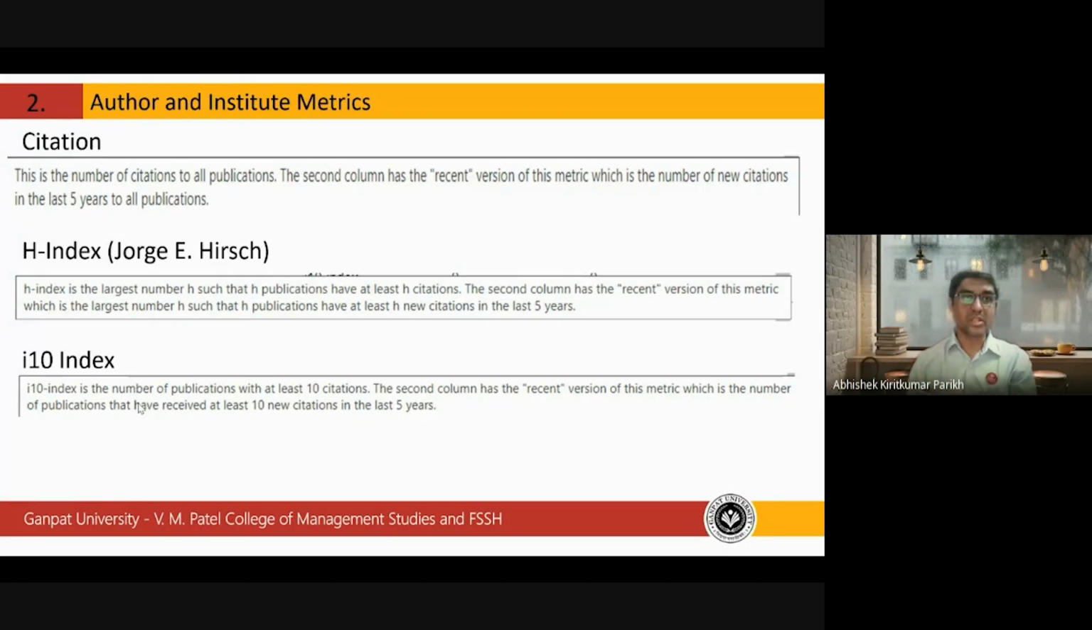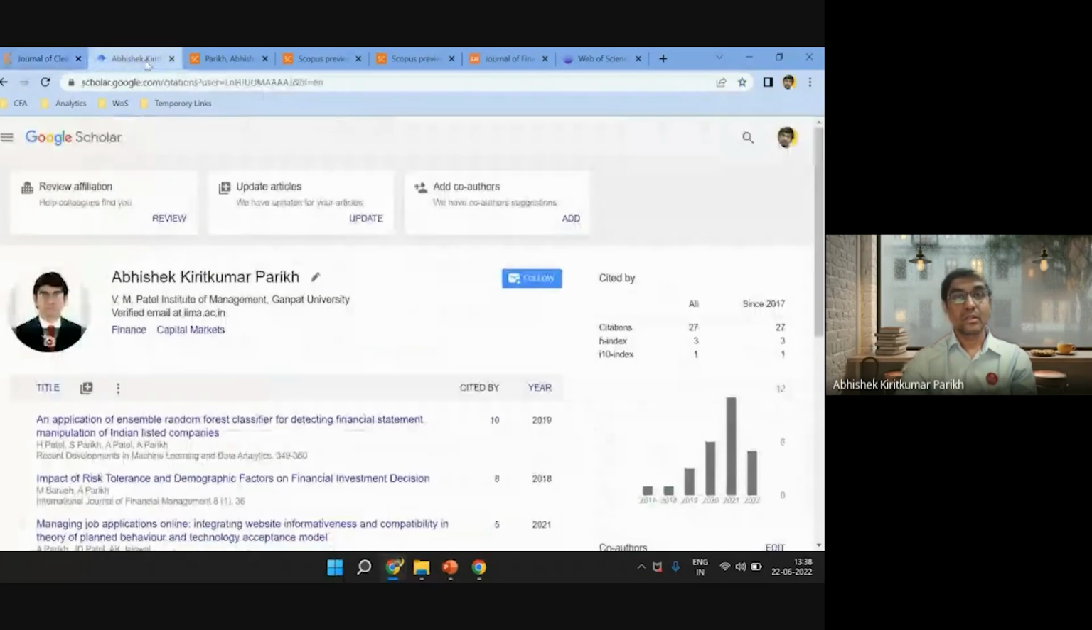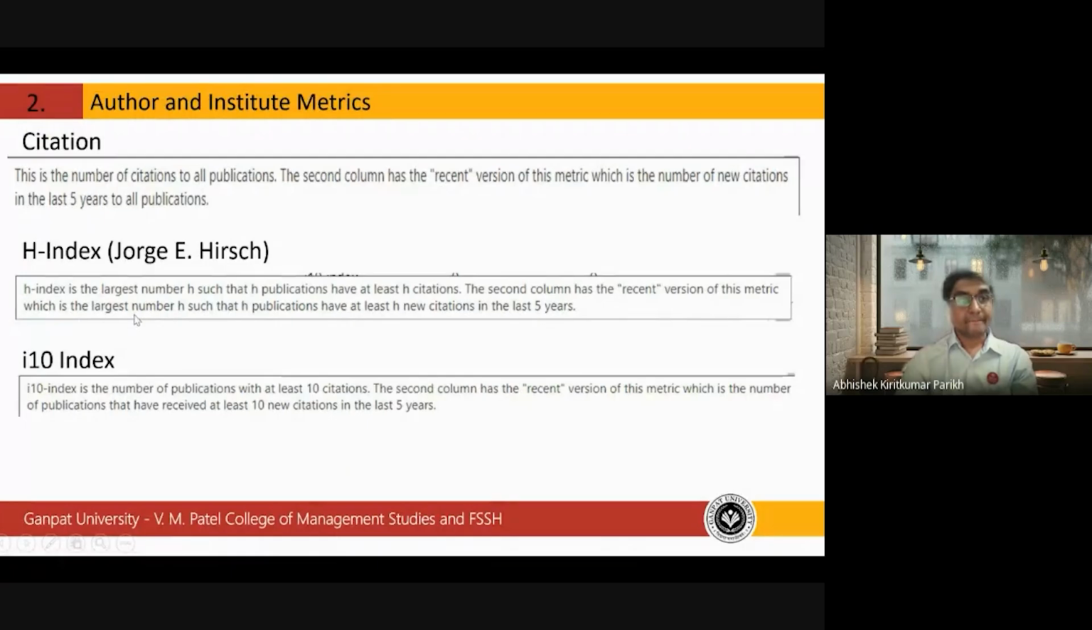Citation, of course, is the number of total citations. Generally, we consider the last 5 years only, and even Google Scholar provides the last 5 years of citations. In the last 5 years, I have 27 citations only. H index is the largest number H such that H publications have at least H citations.